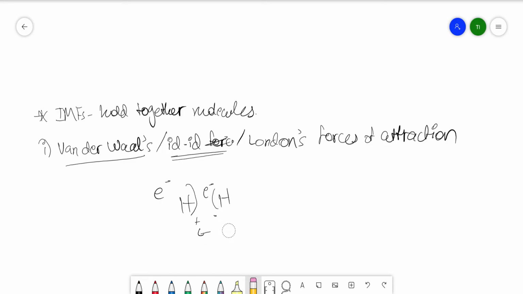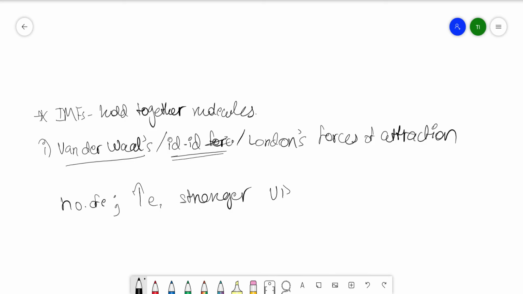And what influences it is the number of electrons. The greater the number of electrons, the stronger the van der Waals forces, and therefore greater melting points or boiling points and so on.